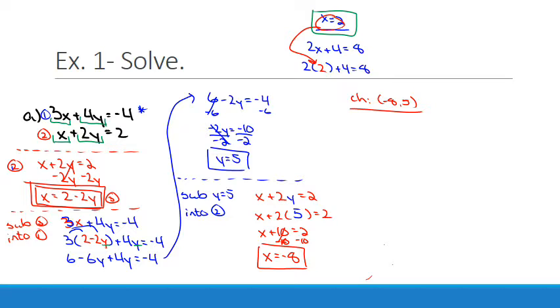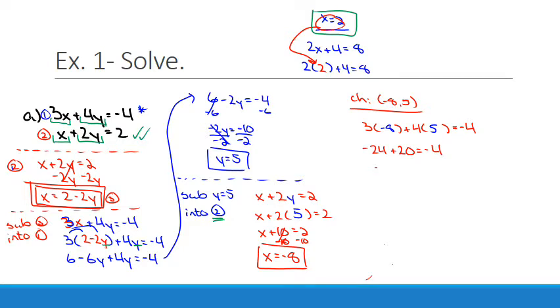Remember though, we just solved for the second equation, so I know it works for that one. Really, I only need to check it with the first equation. So 3x plus 4 times y equals negative 4. So this is negative 8 and this is 5. That's my solution that I'm plugging in. Negative 24 plus 20 equals negative 4, it says.